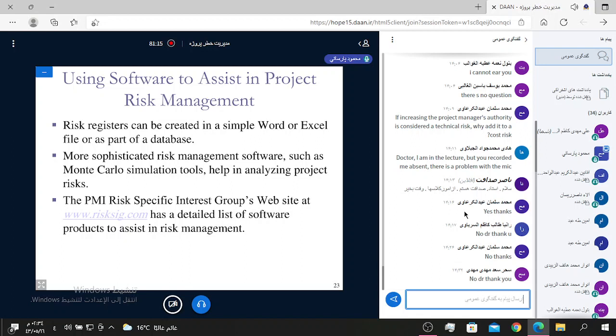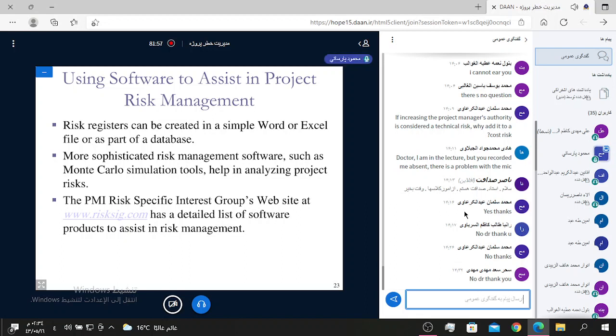And more sophisticated or expert risk management software, such as Monte Carlo simulation tools, help in analyzing project risk, especially in quantitative risk analysis. And the PMI is very important.